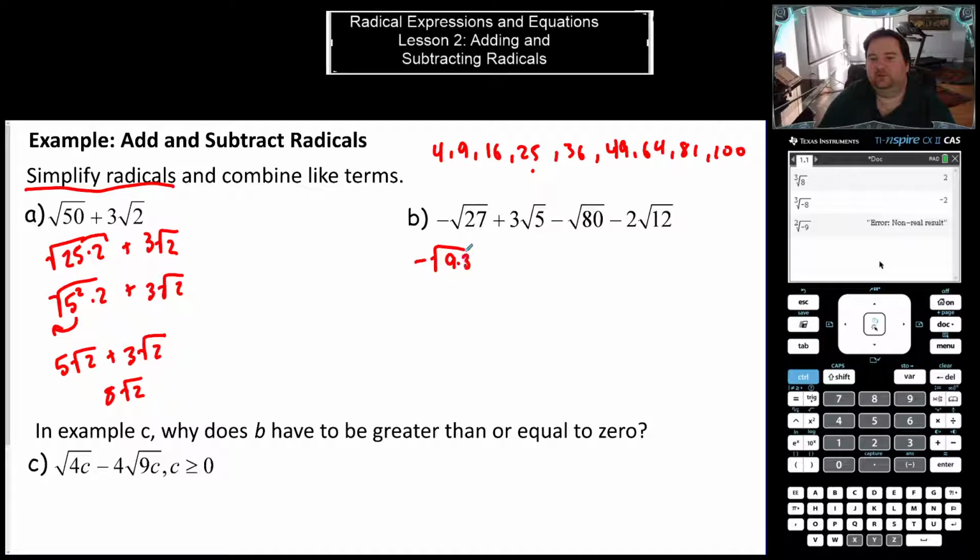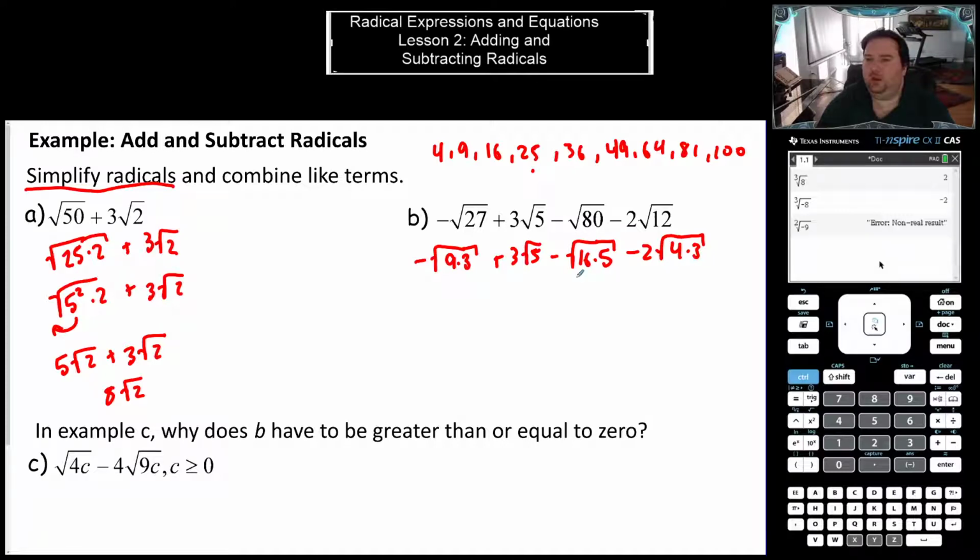We're going to do the same thing here. Negative, this is 9 times 3, plus 3 root 5. And here we go. This one, let's say 16 times 5? Yeah, 16 times 5. And 2, and this is going to be 4 times 3.